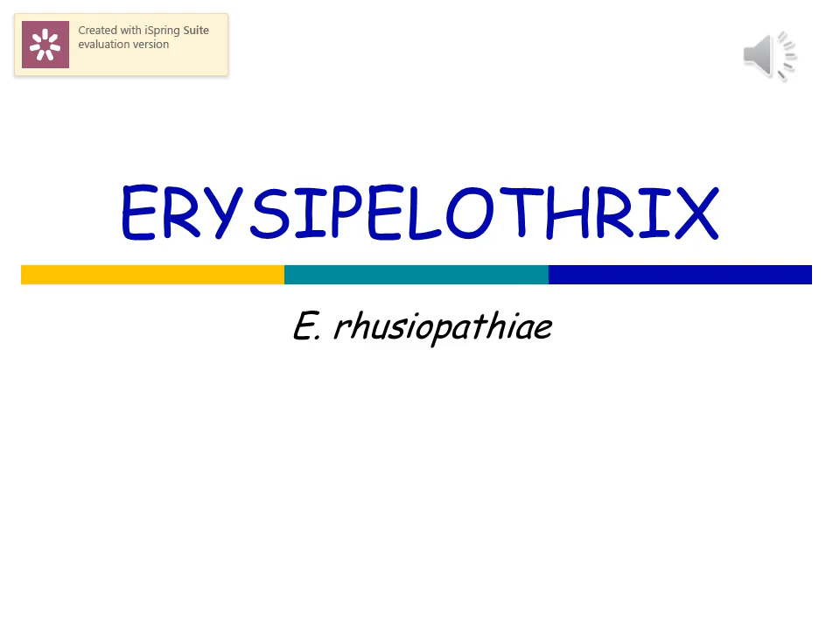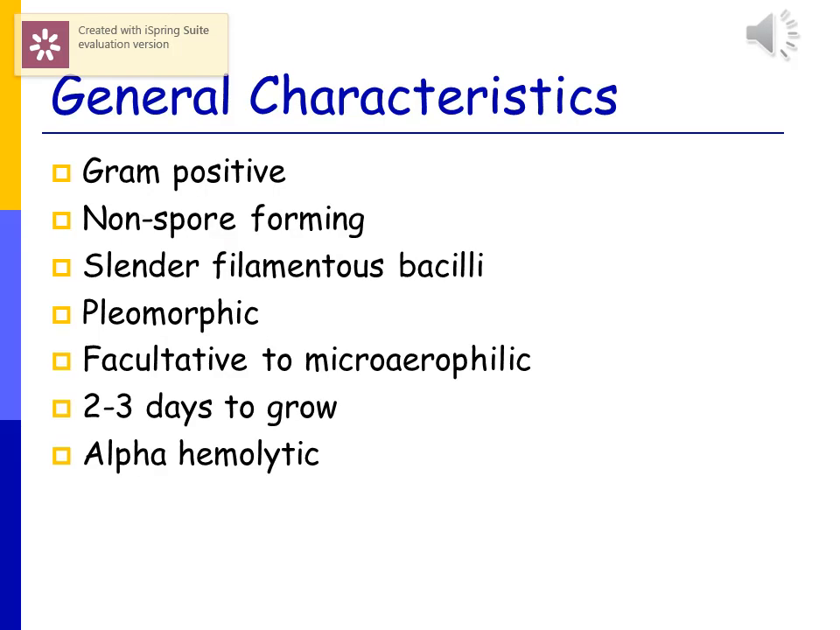So let's review Erysipelothrix, and there's only one species that's relevant to human infection, and that's Erysipelothrix rhusiopathiae. And you guys remember, it's a gram-positive, non-spore-forming, slender, filamentous rod that's pleomorphic. It's facultative to microaerophilic. It grows best in the CO2 incubator. It takes 2 to 3 days to see visible colonies on a plate, and it is alpha hemolytic, so you will see a slight greening of your blood agar plates.